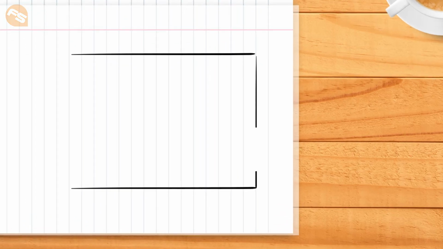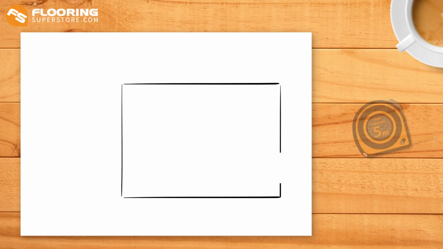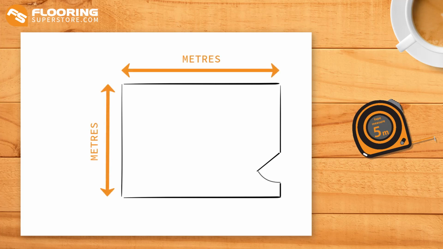Roughly sketch the shape of the room you're measuring. Make sure you include any doorways, as you'll need to take your measurements from halfway into the door frame. Use your tape measure to take two measurements, in meters, on both the length and width of the room.